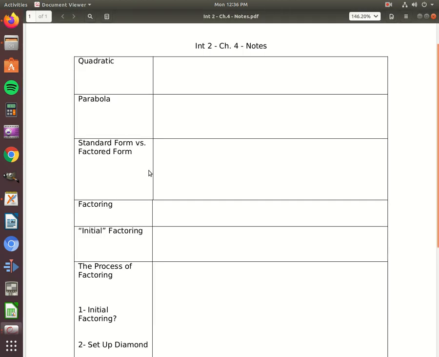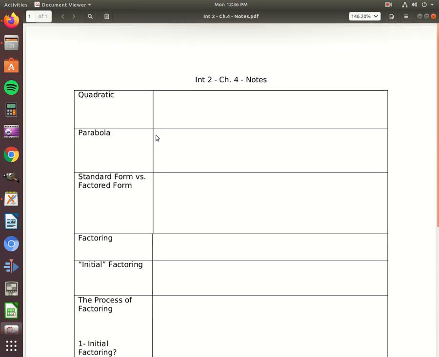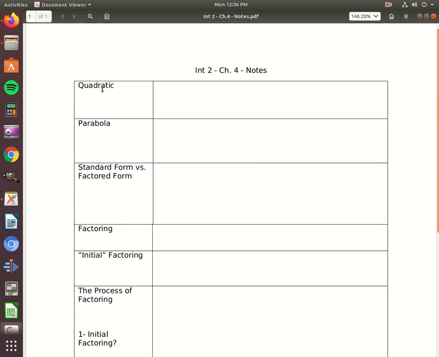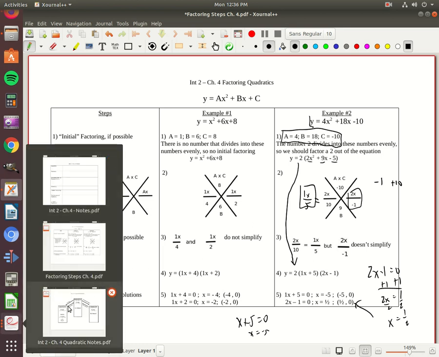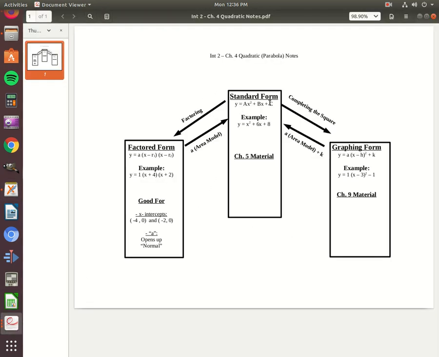The other thing I wanted to point out, let me get my other note sheet up. Hopefully you guys are filling this out. Hopefully you know what a quadratic is. It's that equation, and it can be written multiple ways. It can be written in standard form. It can be written in factored form. Eventually we're going to learn a graphing form later on.